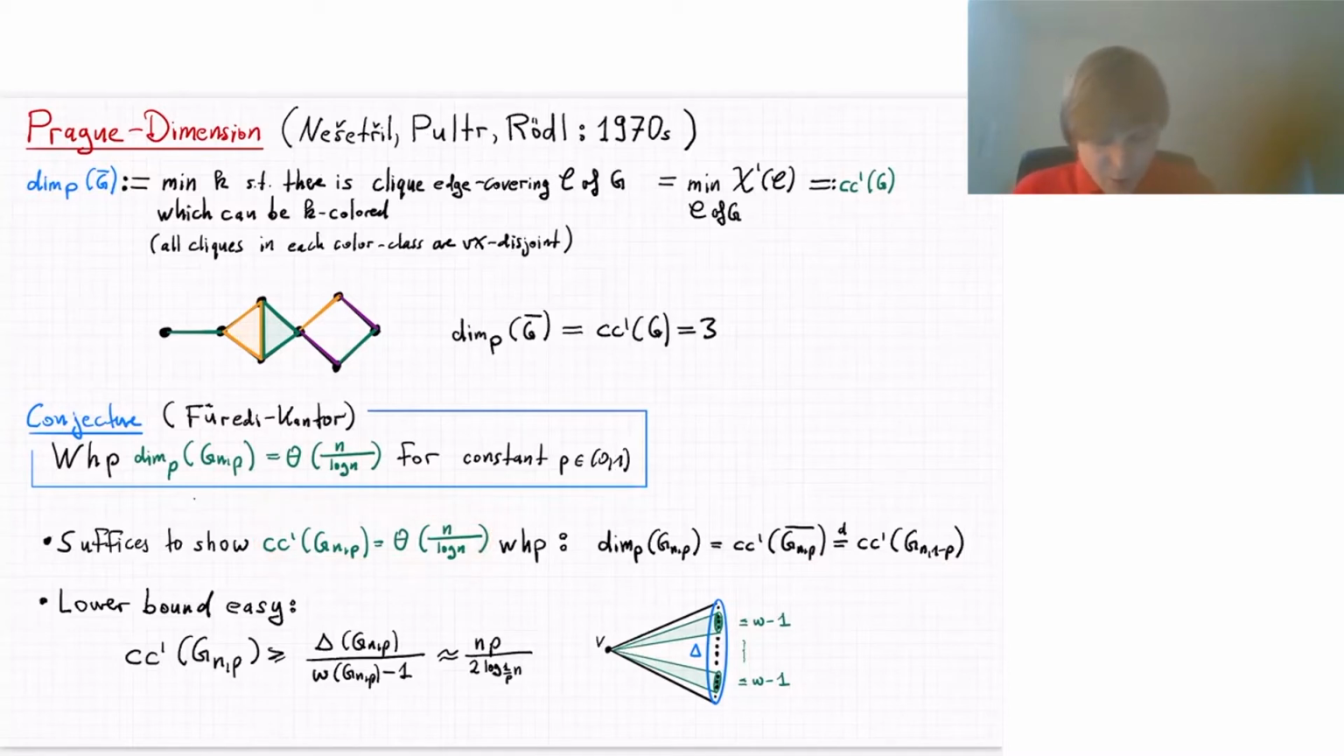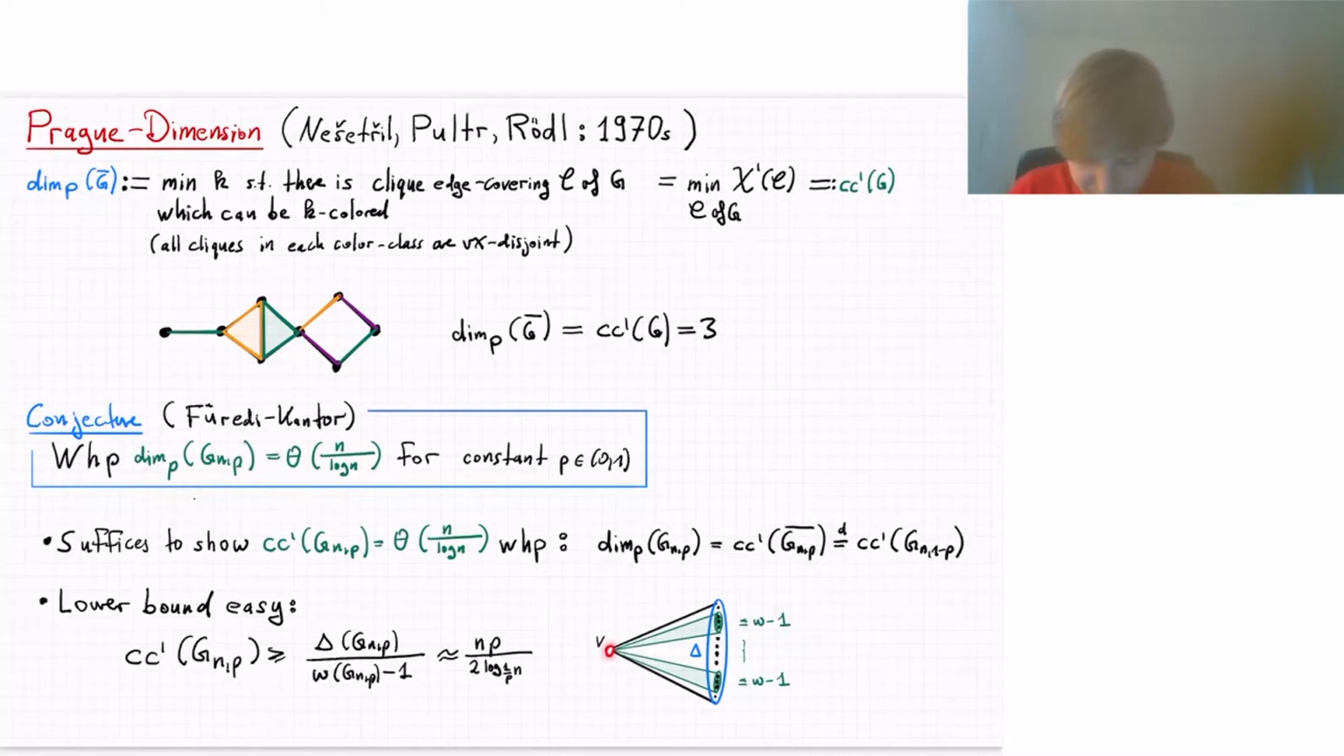Okay, so let's try to see where this conjecture actually comes from. As usual, in many cases, one of the directions is easy, the other one requires significantly more work. And in this case, it turns out that the lower bound is easy. It's a generalization of this observation that we made earlier about this graph, where we argued that the Prague dimension, or here of the complement, is at least 3, because no matter which clique covering you use, this vertex here will always be contained in at least 3 cliques. And so we can generalize that argument.